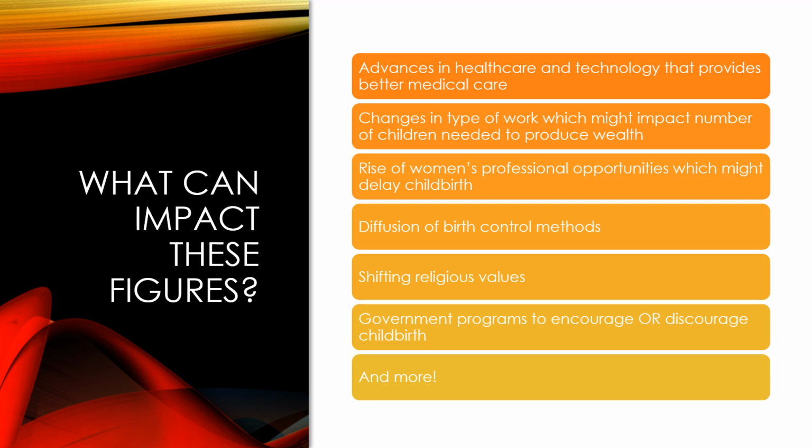Birth control being diffused. That's a huge thing that I didn't discuss: in these countries, once you get birth control diffused throughout the society, you're going to see that fertility rate go down. You're going to see that natural increase rate go down. You're going to see that birth rate, CBR, go down.